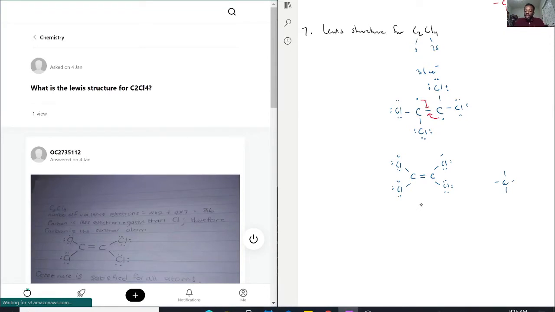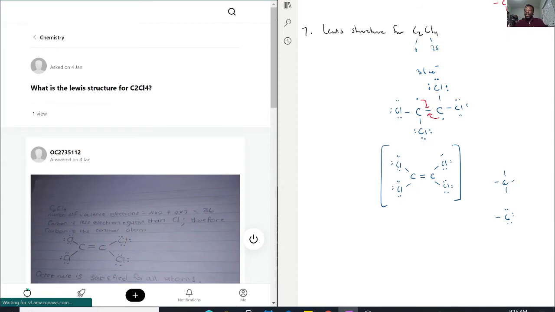The chlorine, on the other hand, likes to have 3 lone pairs and 1 bond, which is what each chlorine is doing, and that is why it has a formal charge of 0 as well. So this would be the final Lewis structure for C2Cl4.